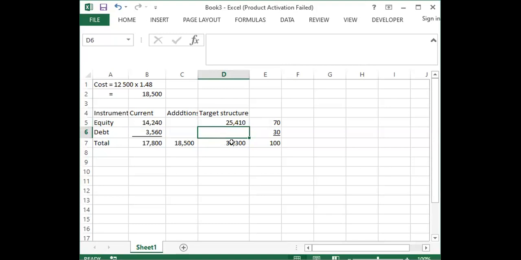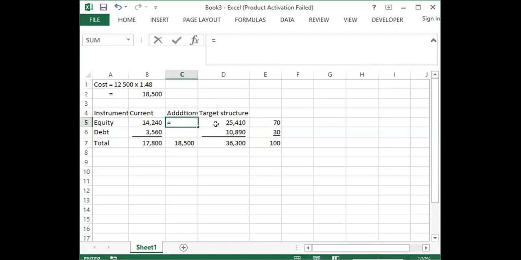So after your additions, your equity should be 25,410, and then your debt, multiplying by 0.3, should be 10,890. So this is now split in that ratio. We are working towards this target capital structure. Whatever we do to this 18,500, we are hoping it should get us to 25,410 and to 10,890. So the amounts that you put in here are balancing figures.